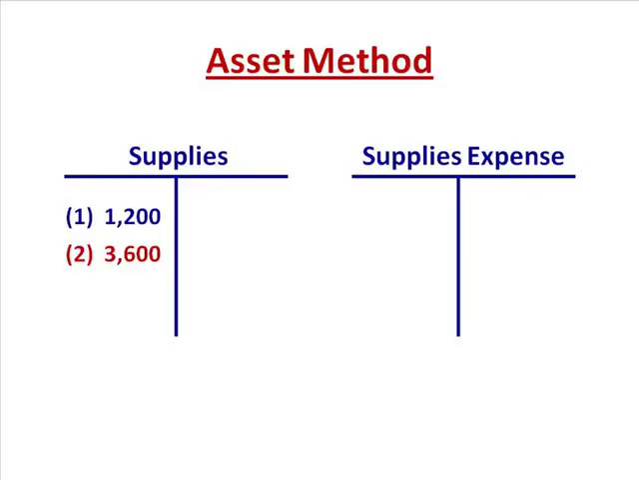Supplies. Which is it, Chris? Supplies. Which is it, Joe? Supplies. Which is it, Anna? Supplies. Which is it, Alina? Because, Alina, which method are we following? The asset method. We're following the asset method. And we're going to debit the asset account for $3,600 total all year long, all 11 times we went to Office Depot.